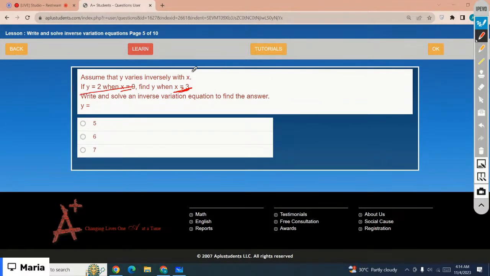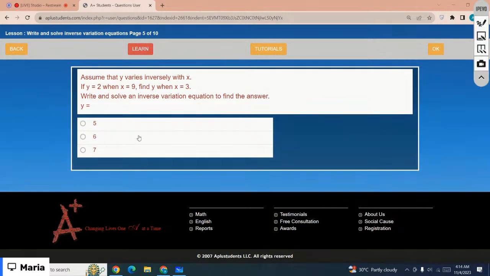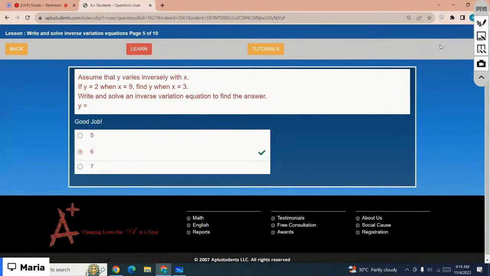Just use these two values and calculate the value of k. k equals y times x. So that would be 9 times 2, that is 18. Now y equals k over x, so that is 18 divided by 3, and 3 times 6 is 18, so the correct option is 6, right? Okay, you can complete the lesson by yourself later today. Let me just move on to the next lesson.